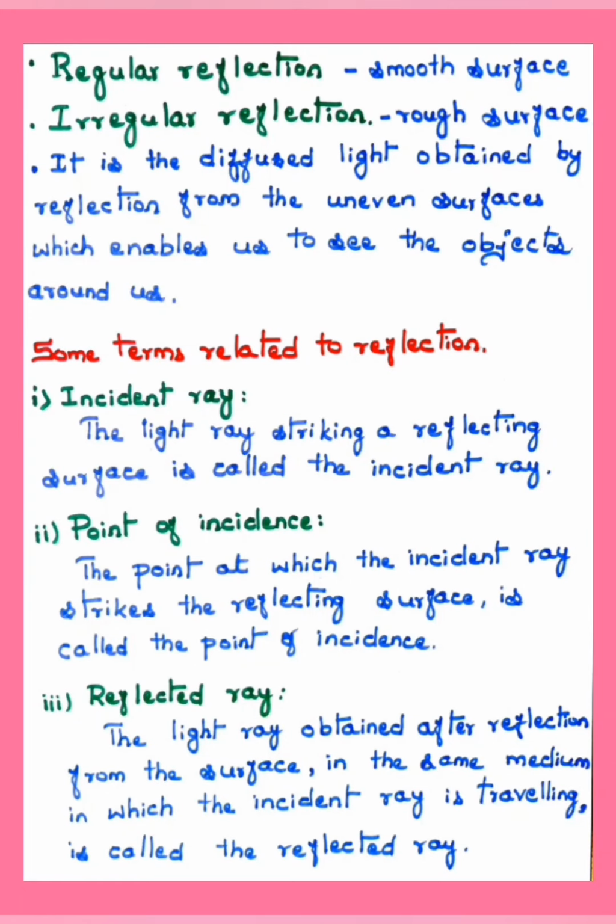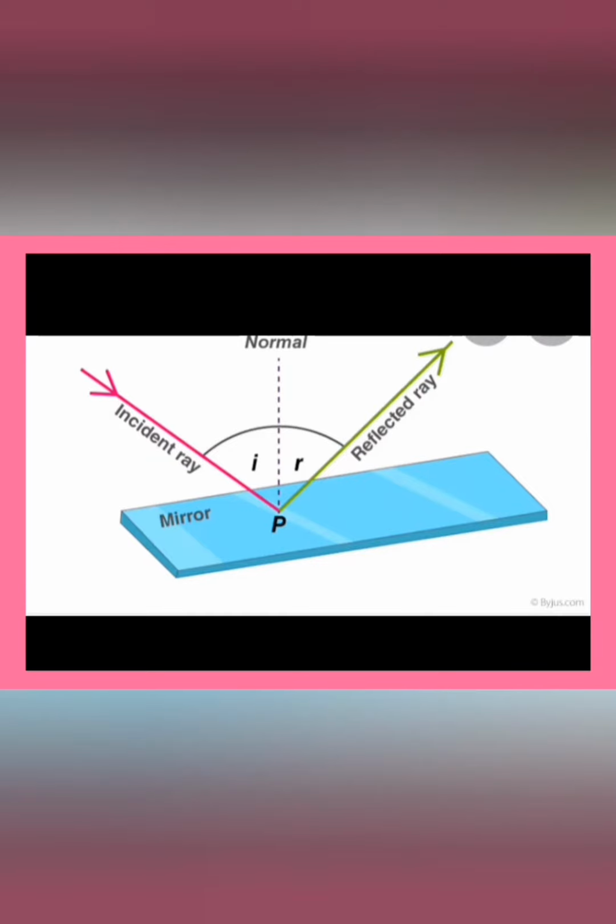Point of incidence. The point at which the incident ray strikes the reflecting surface is called the point of incidence. In this image, at point P, the incident ray strikes the reflecting surface. So here P is the point of incidence.